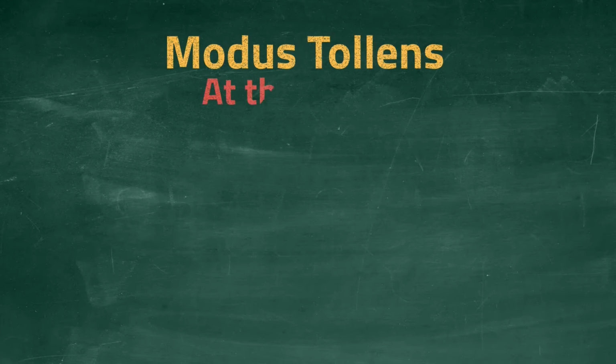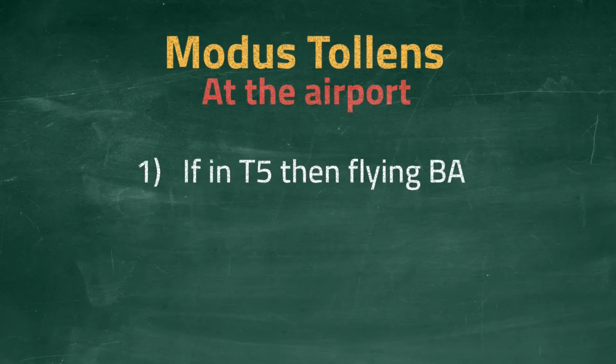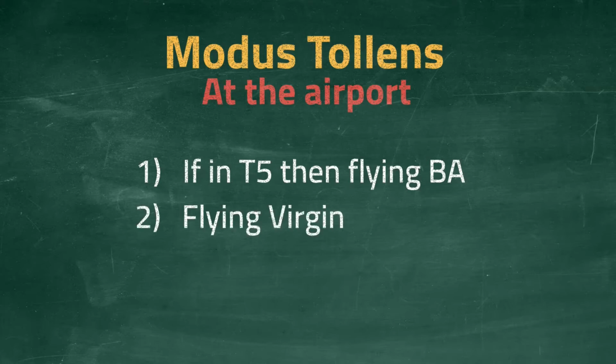Now that you know how airports work, let's see this example of modus tollens. The premise: if I am flying from Terminal 5, then I must be flying with British Airways. We can assume this to be true. When Terminal 5 opened, it was called the home of British Airways, and this airline was the only airline using the terminal. The second statement: I am flying with Virgin Atlantic.